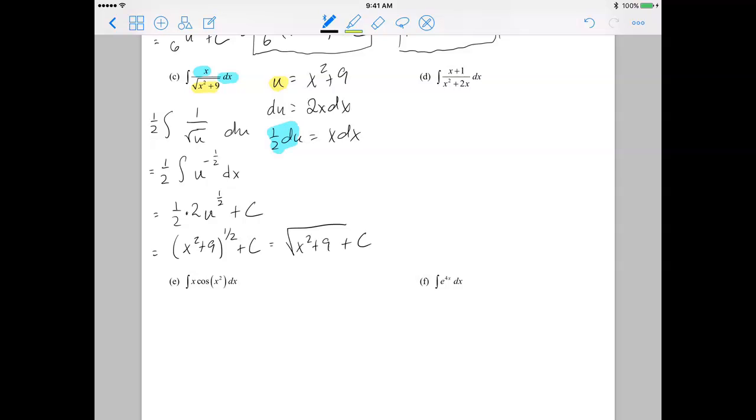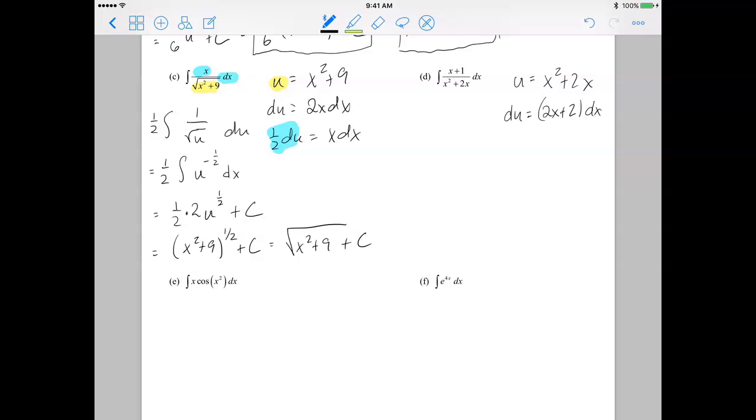Okay, example D. We have the integral of x plus 1 over x squared plus 2x. Well, again, I mentioned earlier that your choice for u is typically going to be in parentheses, in an exponent, under a square root, and possibly in a denominator. So if you choose the denominator here, that would be x squared plus 2x. That means that du is equal to 2x plus 2 dx. Well, that's got to be somewhere in the problem, but up to a constant.